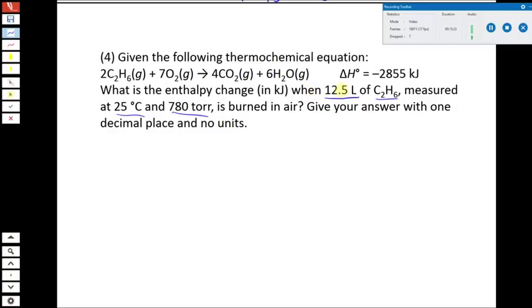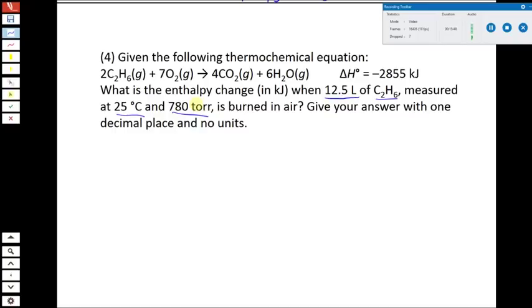ethane at those conditions. Remember that in the thermochemical equation, what we're giving you here is a balanced chemical equation with a delta H. The way we interpret this is when 2 moles of C2H6 reacts with 7 moles of oxygen to make 4 moles of CO2 and 6 moles of water, the enthalpy change is minus 2,855 kilojoules. What we're asking in this question is what is the enthalpy change when we burn this specific amount of C2H6?